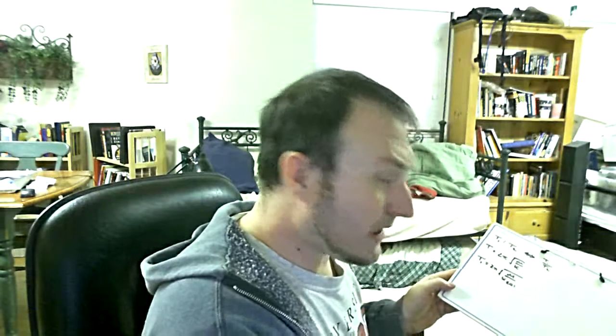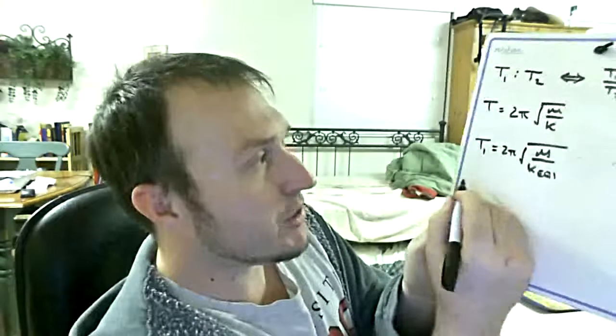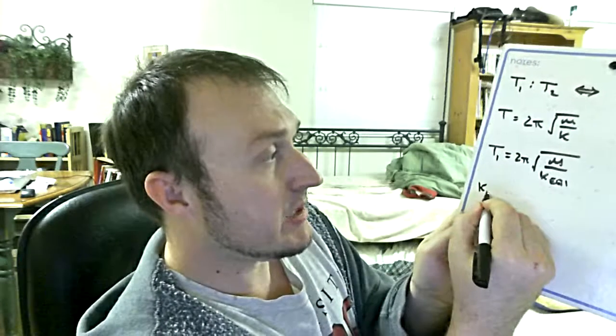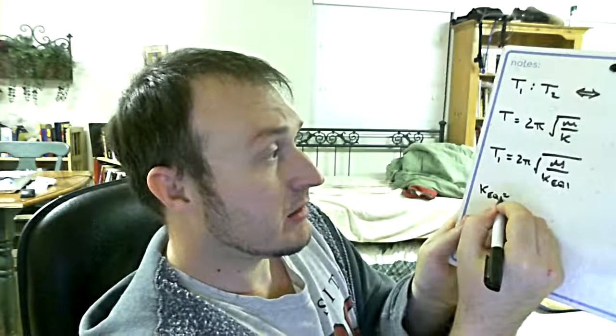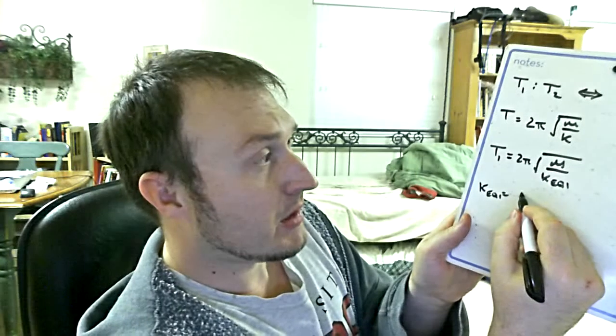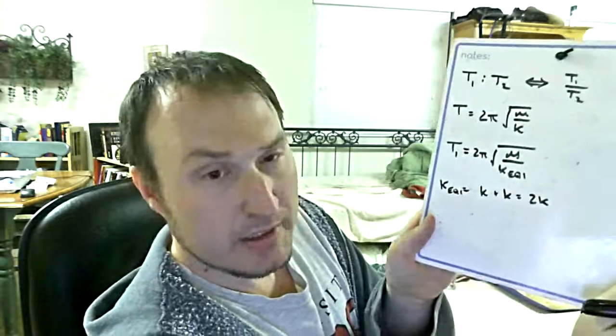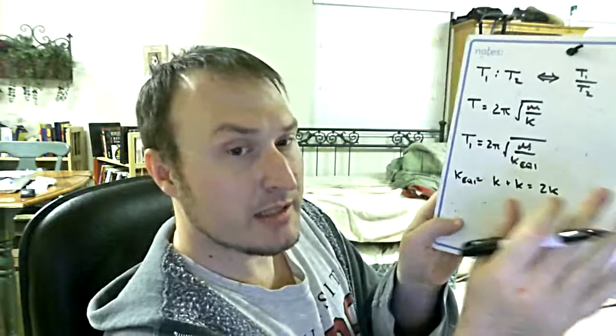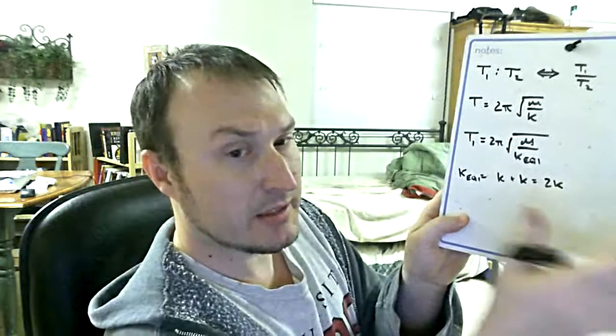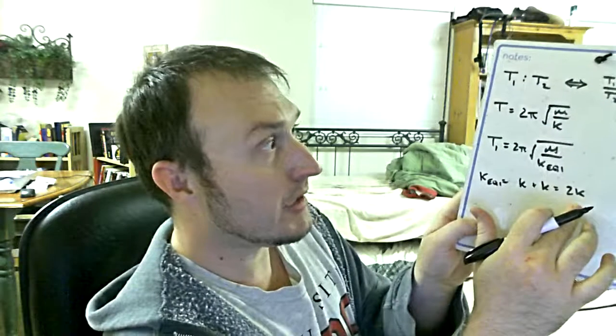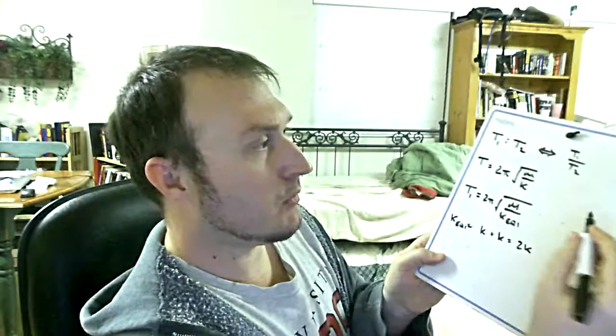I'm going to derive this at the end of the video, so I'm going to go through this fast now. If you want to hang around and watch the rest, great. Otherwise, you can move on to another video. But the equivalent spring constant in situation 1, k_eq1, is just equal to k plus k, equal to 2k. When you add springs in parallel like that, you just add the spring constants to get an equivalent spring constant. So that's just 2k. So I've got T1 worked out there.